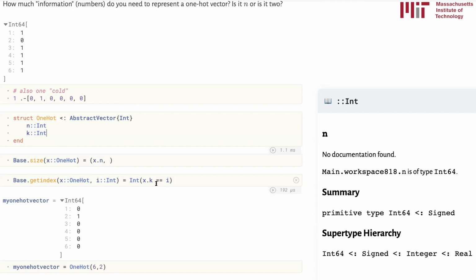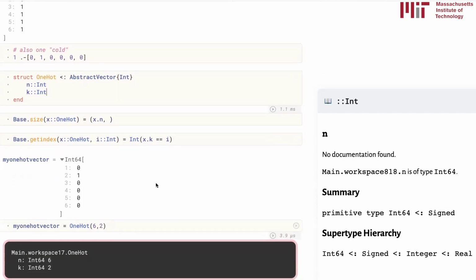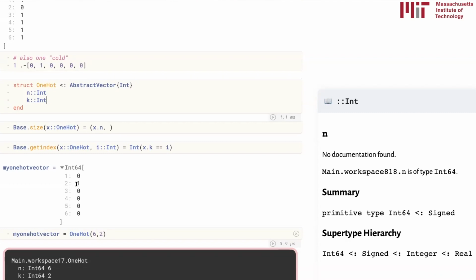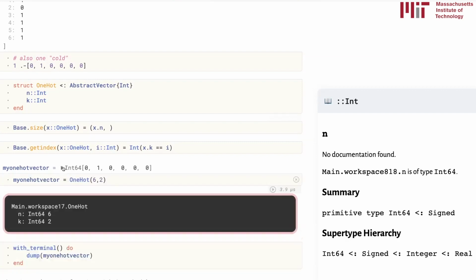Okay, and so if I were to create a one hot of 6, 2, as I do here, you could see that my one hot vector looks just as if I had typed 0, 1, 0, 0, 0, 0. Right? That's all you see. I can make it vertical or horizontal, but either way, it is the one hot vector like this.